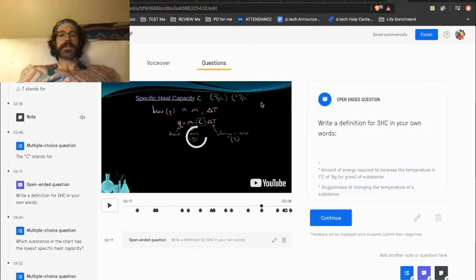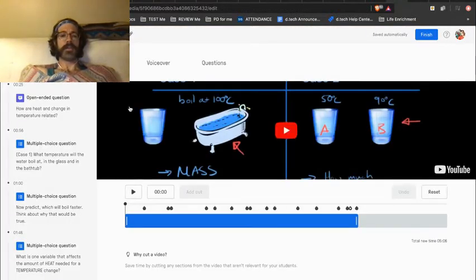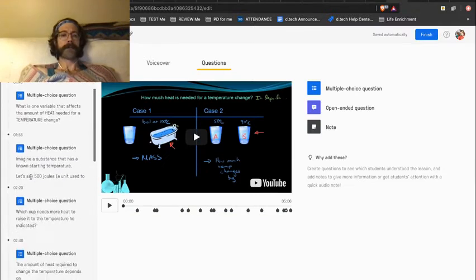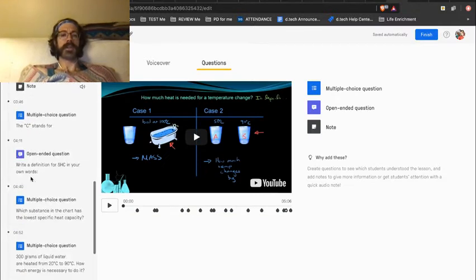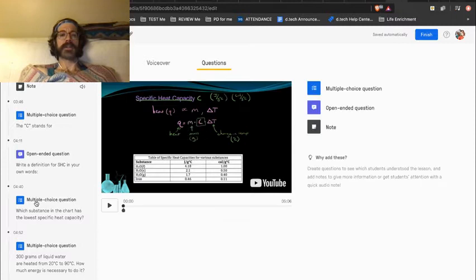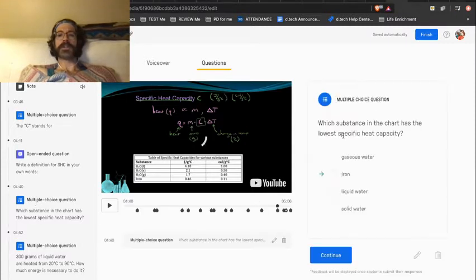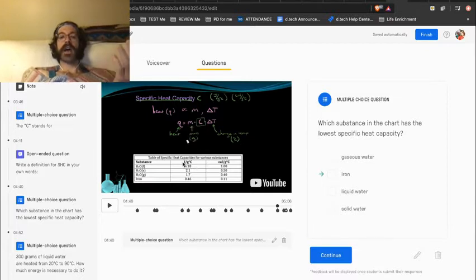Okay, so let's finish up our Edpuzzle over here. We were just looking at a definition of specific heat capacity, how to make sense of it. In this question, which substance in the chart has the lowest specific heat capacity? So in this case, we just look for the lowest number, because these numbers are representing joules per gram per degree Celsius. So how much heat energy does it take to raise 1 gram by 1 degree Celsius?